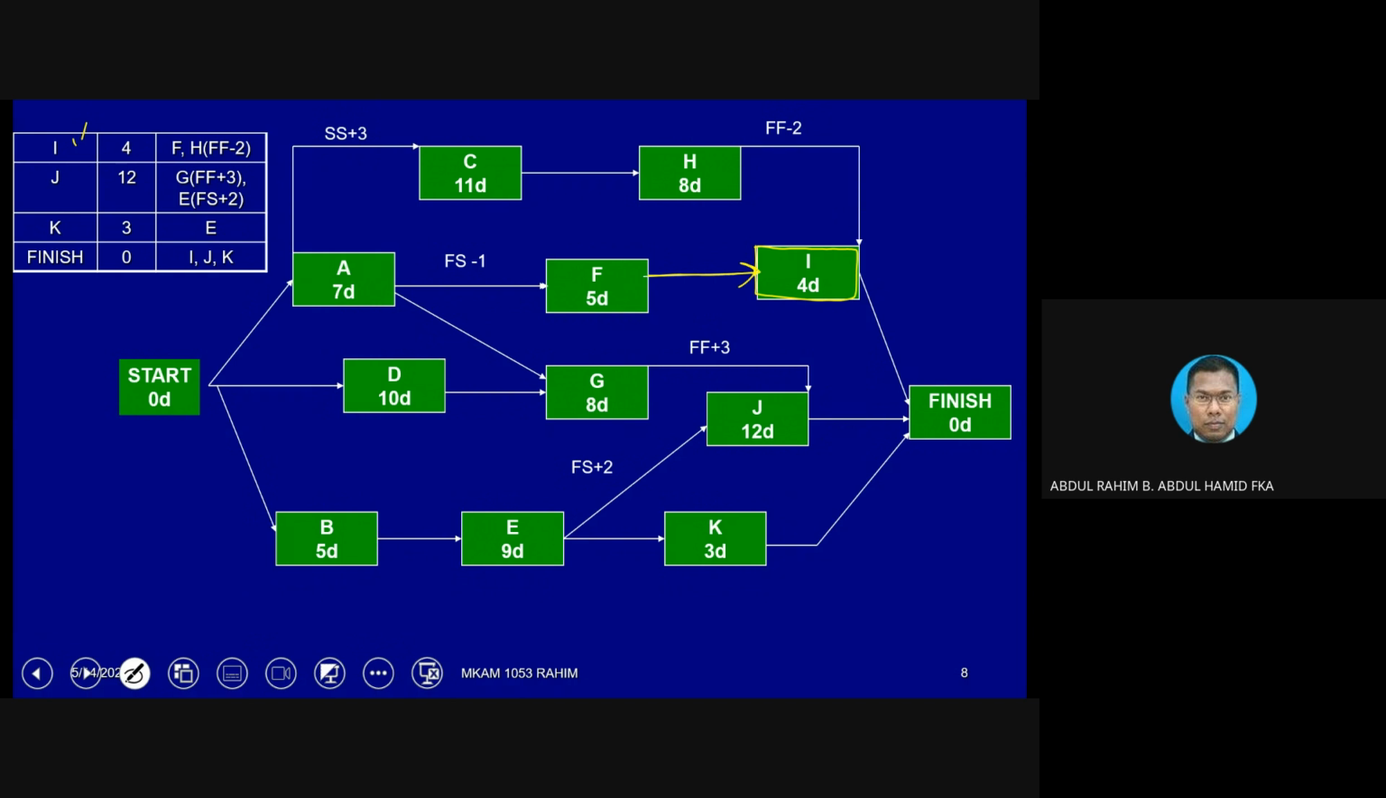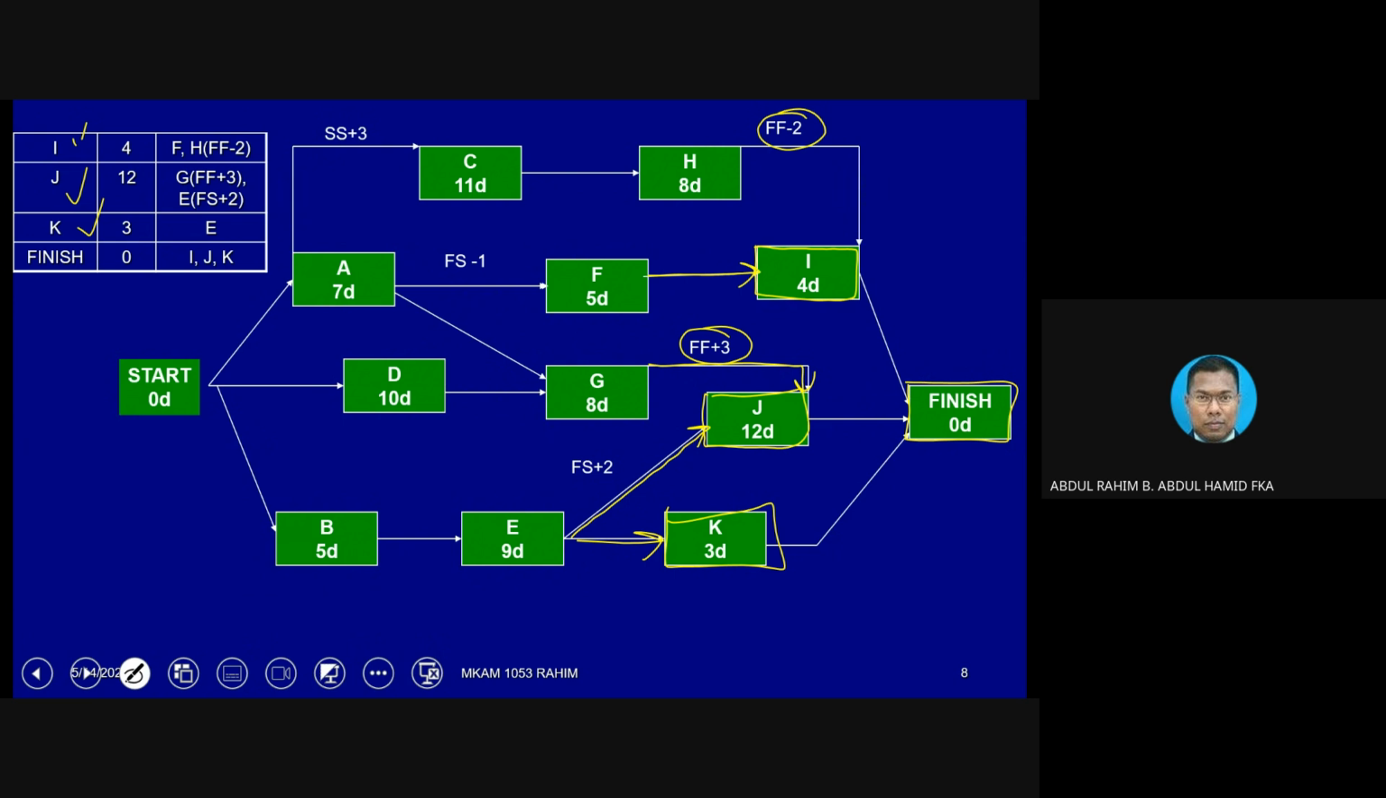You notice that this is a very special relationship that we never used before. Finish to finish -2. Okay. And then G. J is connected from 2 activities and a very special relationship as well. So J connected from E, finish to start +2, but G using this relationship. Okay. Then K. K connected from E, straightforward here. And lastly, the finishing milestone connected from I, J, and K. Okay, I, J, and K.